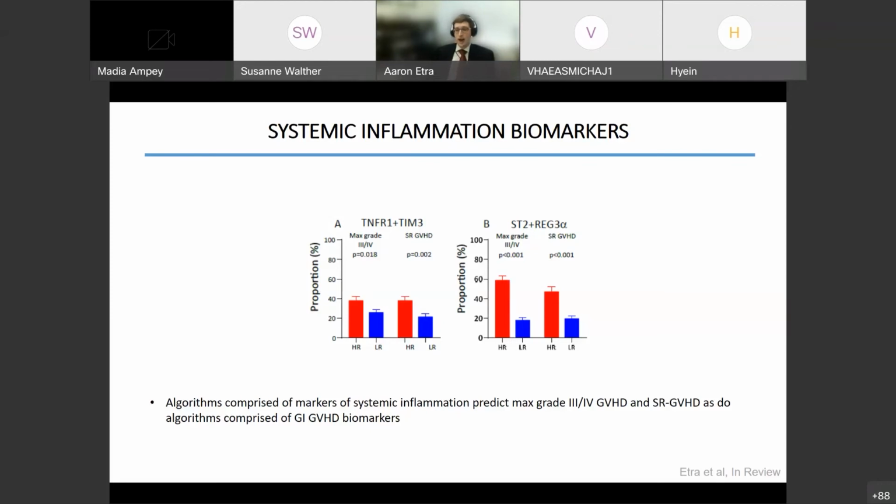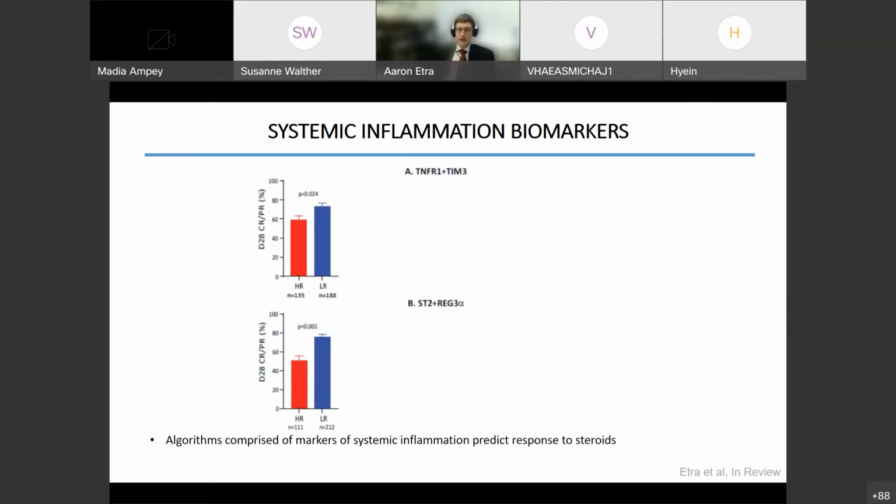And what we showed was that patients were able to be stratified into high (red) and low (blue) risk groups with markers of systemic inflammation as well. So we were able to predict which patients would eventually develop grade 3-4 GVHD. We were able to predict which patients would develop steroid refractory GVHD. And likewise, we were able to show that the same was true with GI damage biomarkers as well, albeit with larger deltas. So in other words, the difference between the high and low risk population was larger when you employed the GI damage biomarker algorithms. And so algorithms comprised of markers of systemic inflammation predict max grade 3-4 GVHD and steroid refractory GVHD, as do algorithms comprised of GI GVHD biomarkers.